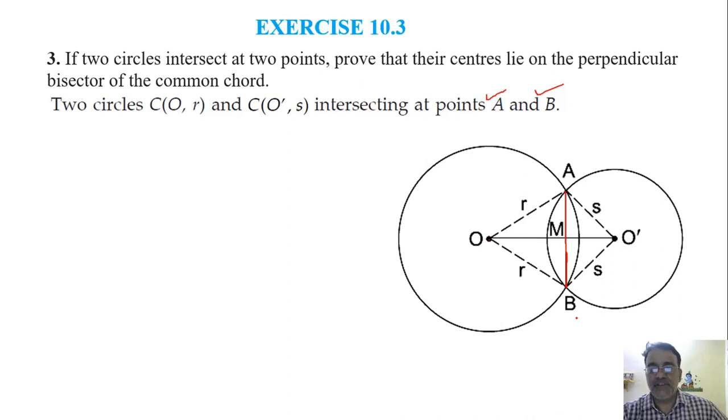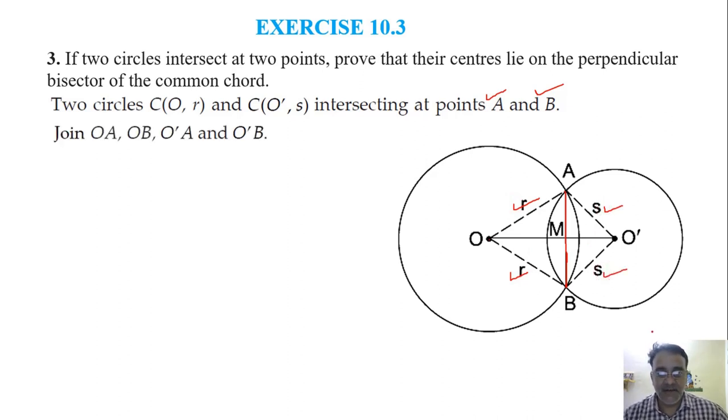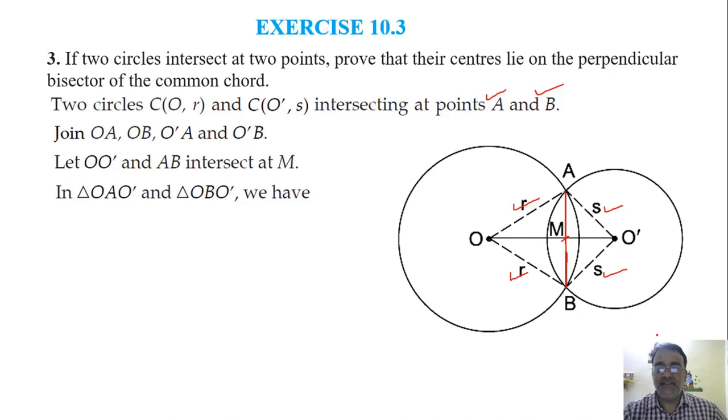Right? So suppose the radius of this circle is R and the radius of this circle is S. So we'll start by joining OA, OB, O dash A, O dash B, and let OO dash and AB intersect at point M. So this is the intersecting point M. So we'll start with these two triangles, OAO dash and OBO dash. So OA is equal to OB. Why? Each equal to R. Right. And O dash A is equal to O dash B, each is equal to S. Right. And OO dash is common.